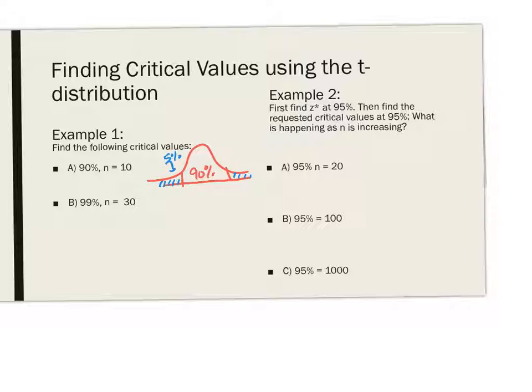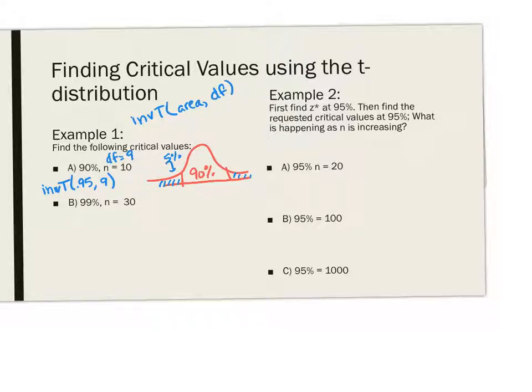So normally we would do inverse norm 0.95. We add the 5 to the 90 to get 0.95. This time we're going to do the exact same thing, so we're going to use the inverse T function. Inverse T, 0.95. And inverse T wants an area, which is 0.95, and it also wants degrees of freedom. So if n is equal to 10, your degrees of freedom are 9. So you're going to do inverse T, 0.95, 9.